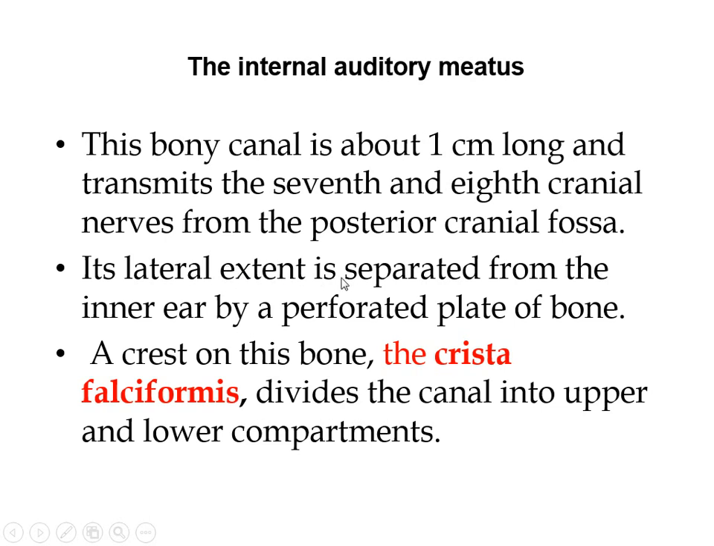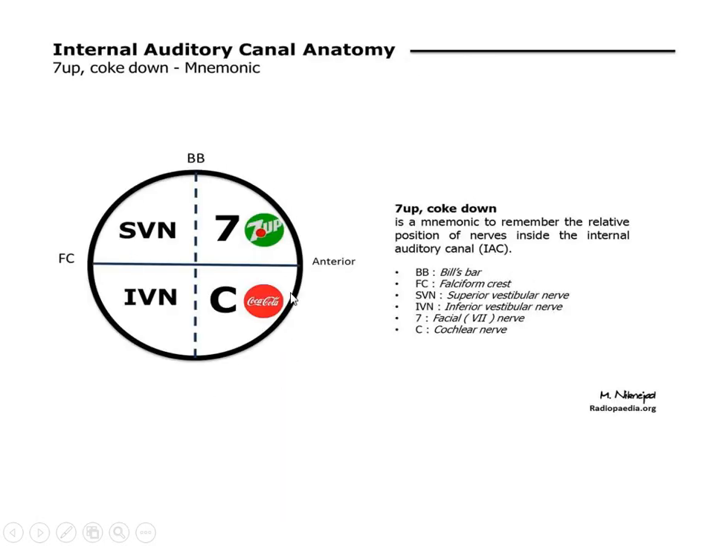The lateral extent is separated from the inner ear by a perforated plate of bone. The crest on this bone is called crista falciformis. It divides the canal into upper and lower parts. This is just for memorizing. The upper part has the facial nerve and the superior vestibular nerve, and the lower part has the cochlear nerve and the inferior vestibular portion.